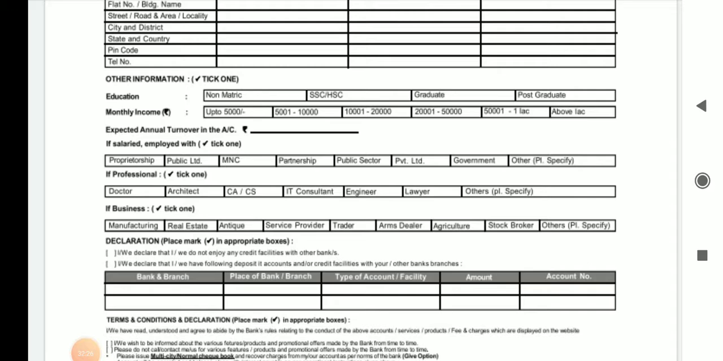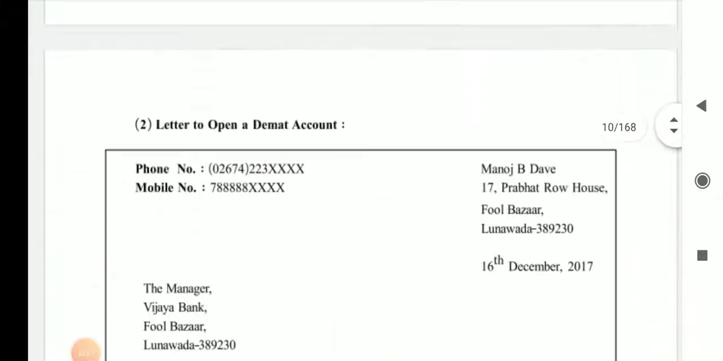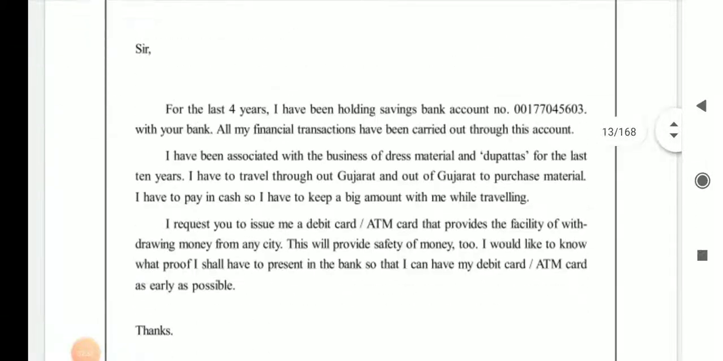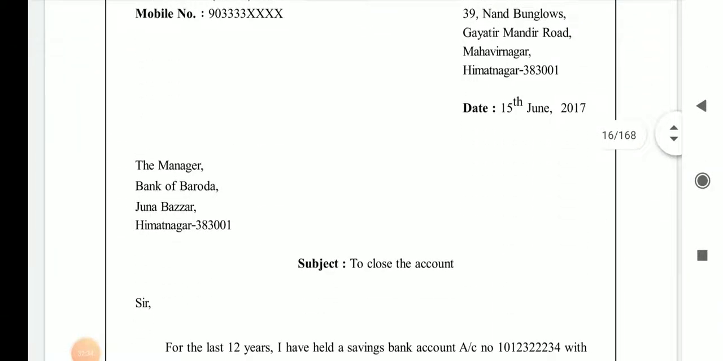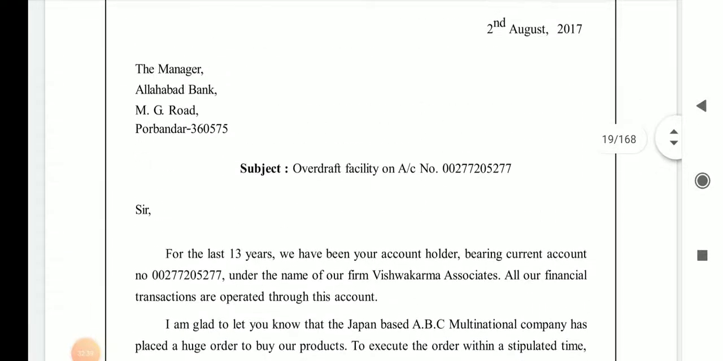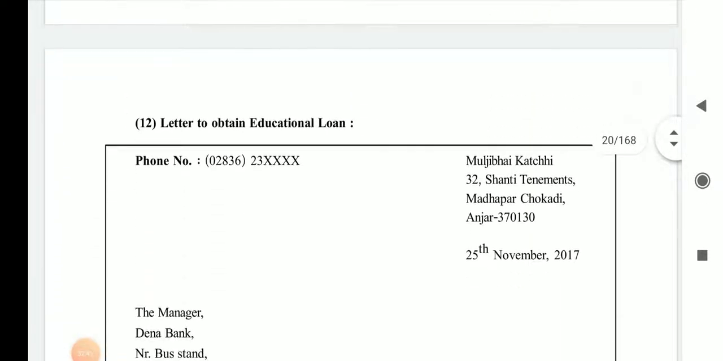Now we are going to learn another very important letter, that of getting an education loan, and it is a very important letter considering your board examination. Sorry for scrolling this type because it is very important. Letter to obtain an education loan.